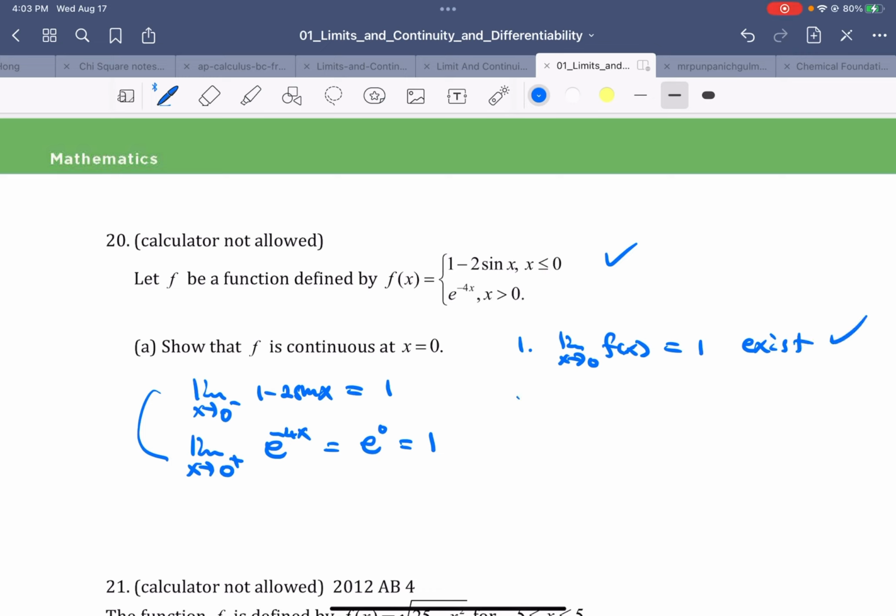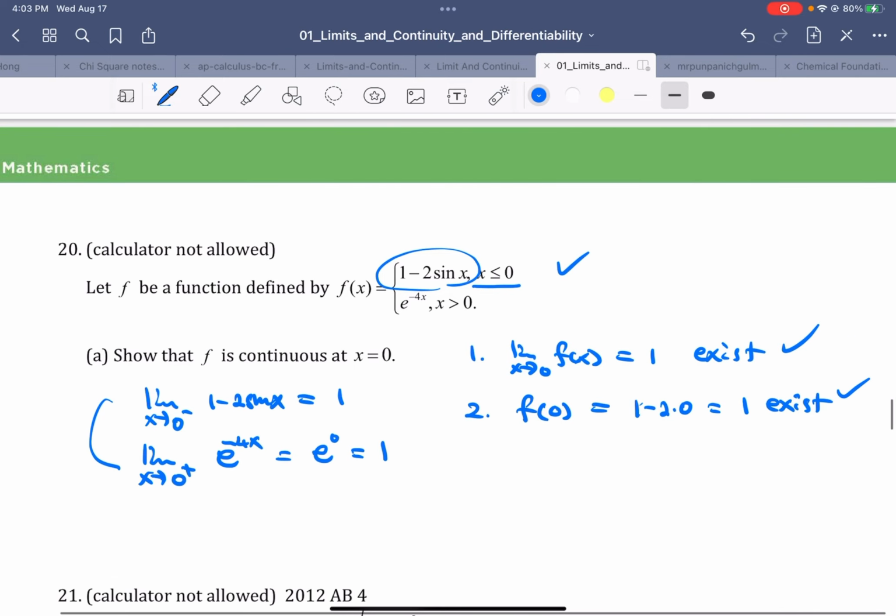Okay, check. Number 2, f of 0 exists. So when x equals 0, using this one, right? So that's a 1 minus 2 times 0. So 1. Yes, exists. Okay. Now, last condition. Limit x approaches to 0 f of x. Is it equal to f of 0? Since this value was a 1 and this value was 1, so yes.